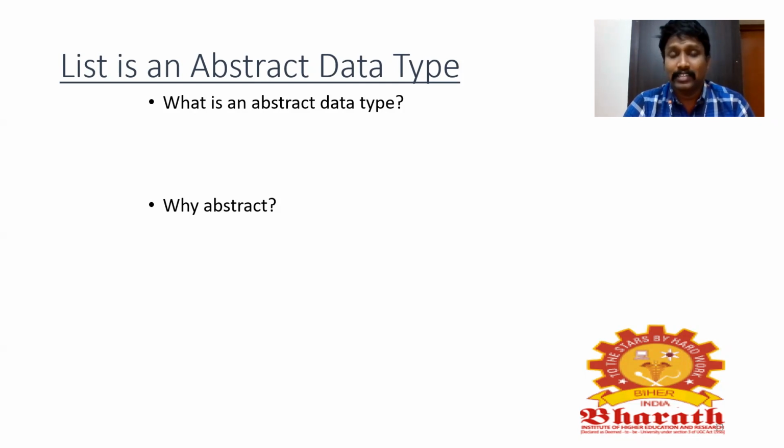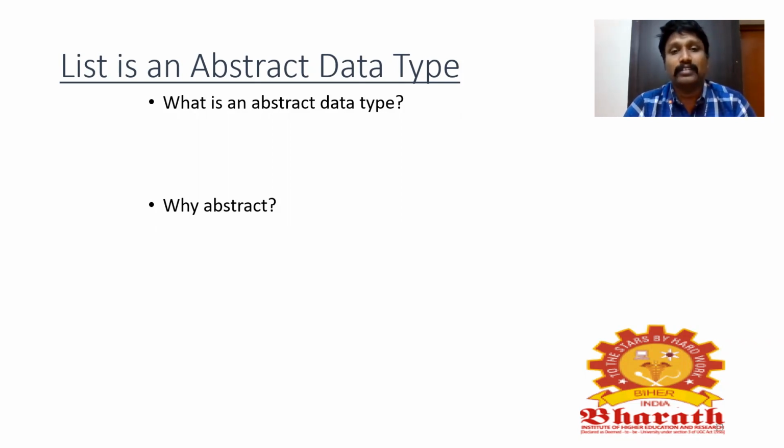Can you understand it? So that is abstract. Simply, the implementation is hidden from you and only the output will be shown to you. That is abstract: hiding the essential details, hiding the implementation, and showing only the output, the result, to you.